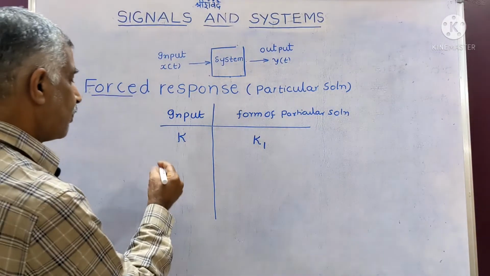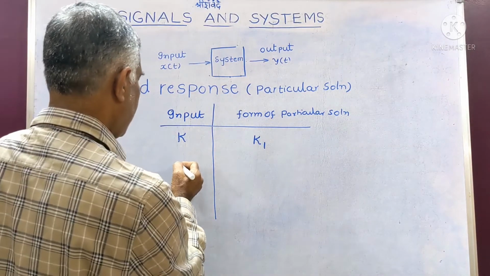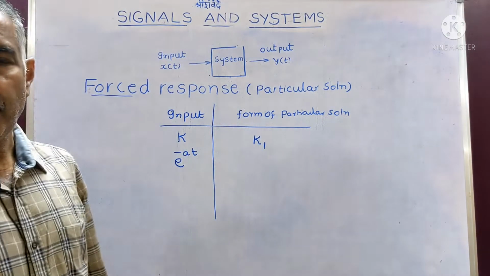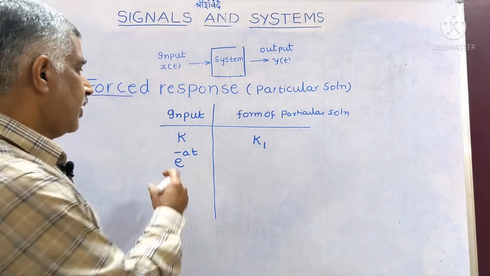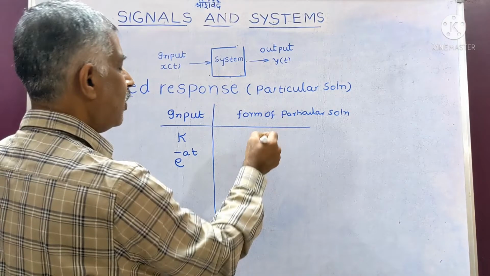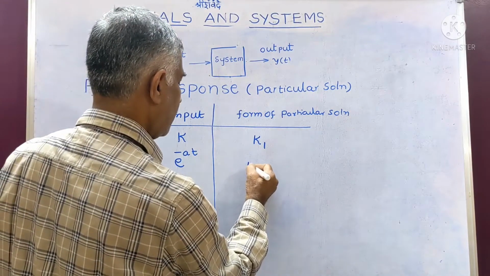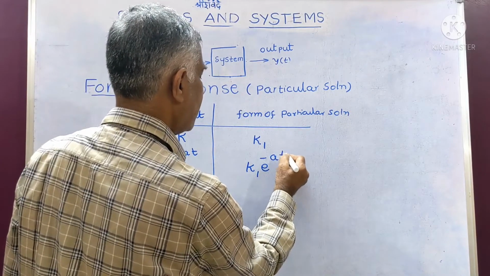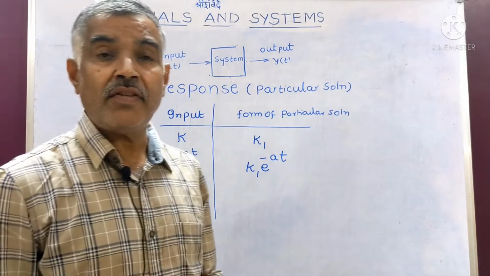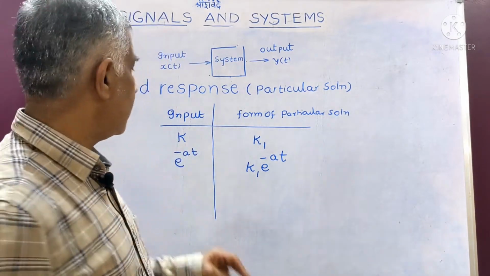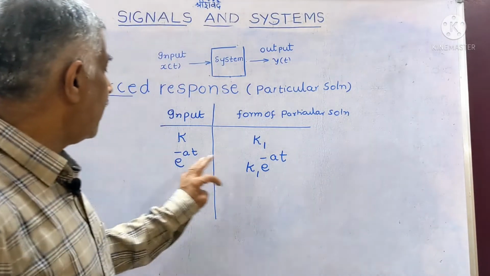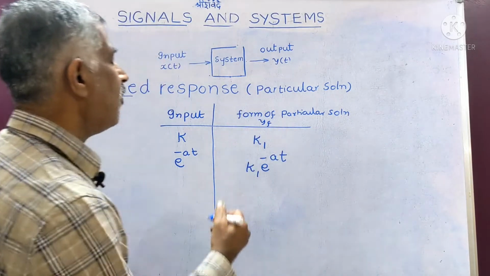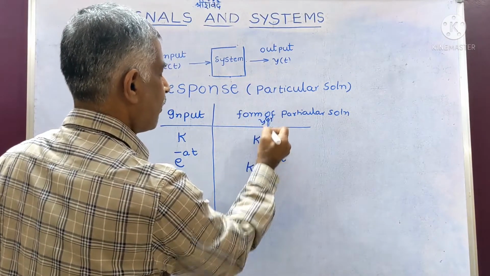Next, if an exponential function e power minus at is given, then the particular solution is of the form k1 e power minus at. So in the case of forced response, it is easy to remember the form of the particular solution. For e power minus at, the particular solution yf is of this form.